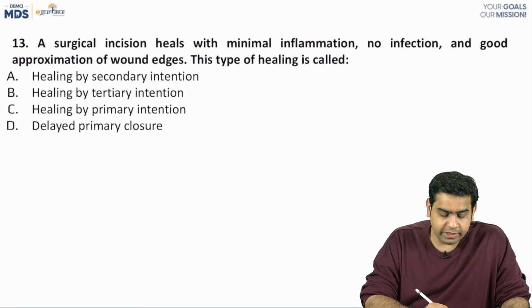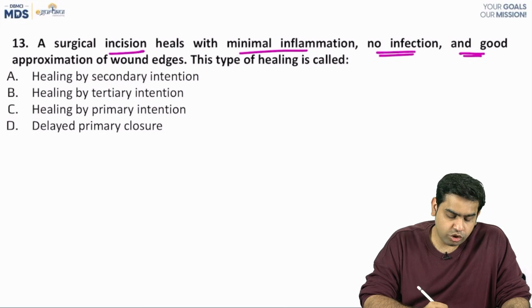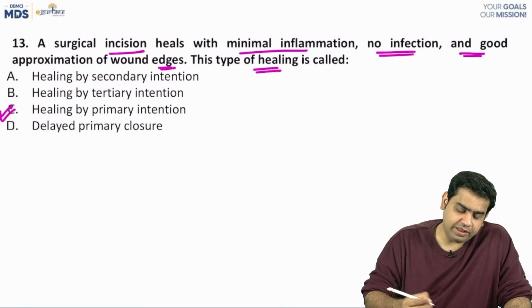Okay. A surgical incision heals with minimal inflammation, no infection, and a good approximation of the wound edges. The type of healing is called healing by primary intention. So you need to understand that there are three things, okay?